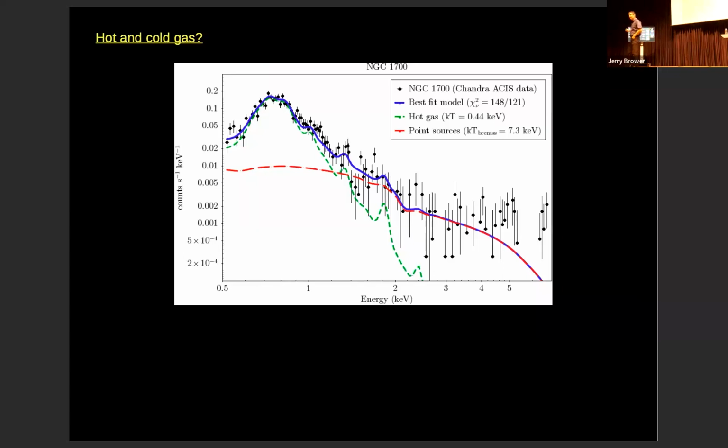Okay, last question: you know that most of the massive early-type galaxies have hot halos detected in X-ray. So do these galaxies have hot halos? We analyzed the Chandra data, and this is the plot for NGC 7000, and you can see that in the spectrum we obtain the component of the hot halo, and the parameters for the best fit.